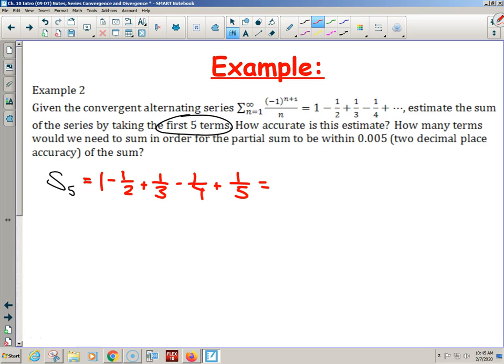What's your common denominator? 60. 5 factorial. Right? 5 times 4 times 3 times 2 times 1. Well, that's fun. 60. So we have 60 over 60 minus 30 over 60 plus 20 over 60 minus 15 over 60 plus 12 over 60. That equals 30, we have 50, we have 35. Oops. You guys double checking me? And then we have 47.